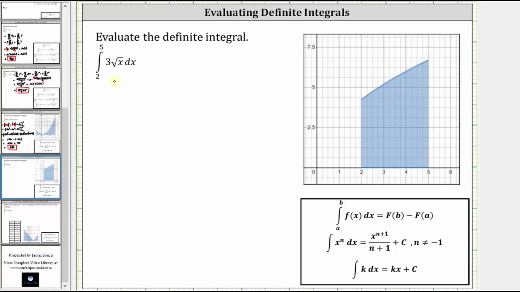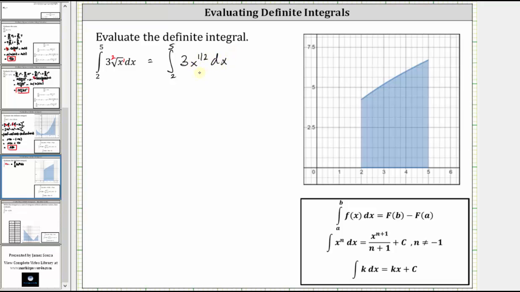To evaluate the definite integral, we need to determine big F of b minus big F of a, where big F is the antiderivative of the integrand function, and b is 5 and a is 2. Before we determine the antiderivative, though, we do need to write the square root of x using a rational exponent, where because the exponent on x is 1 under the square root, and because the index for a square root is 2, the integral is equal to the integral from 2 to 5 of 3x to the power of 1/2.